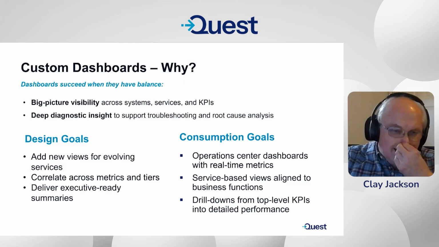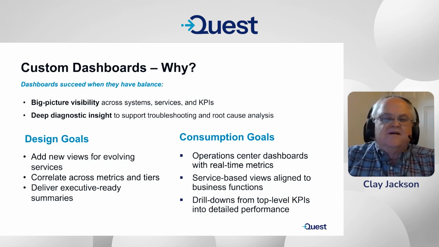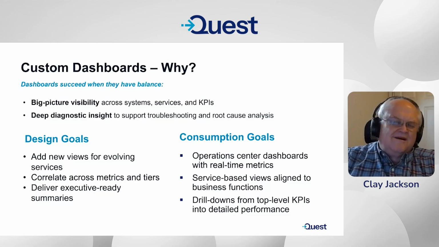Design goals for adding dashboards is new views for evolving services. Do some correlations. Look at a couple of things together that you are collecting data on different things, and then put them together. You'll see that in my example again, where I've got network latency, ping status, and also jitter, and those two are correlated. You can see what's going on there and make sure your network is capable of doing what it needs to do.